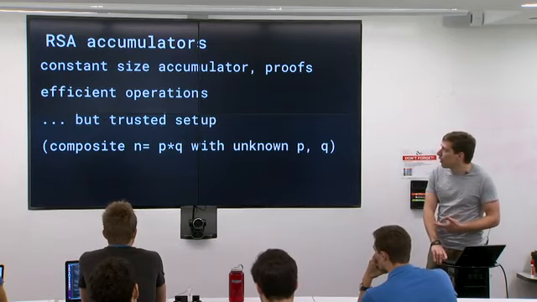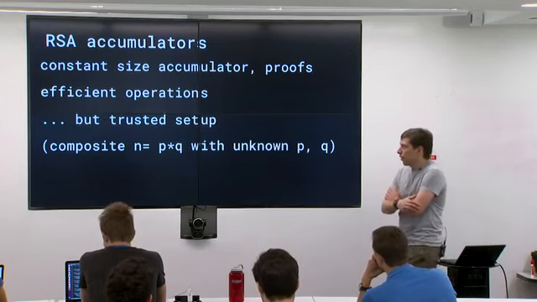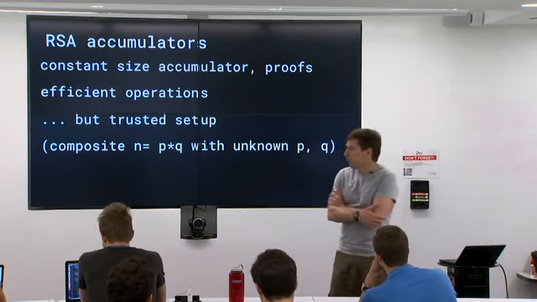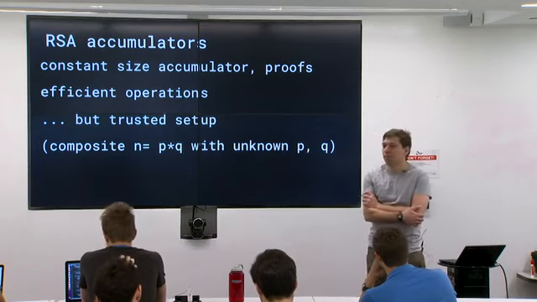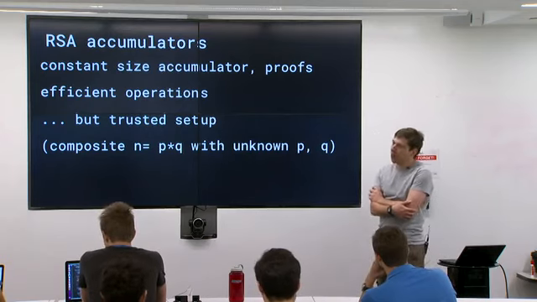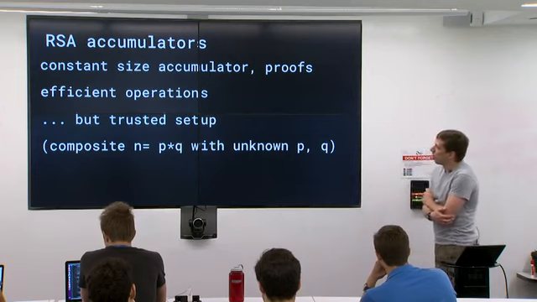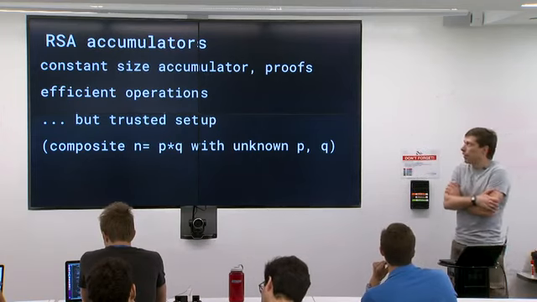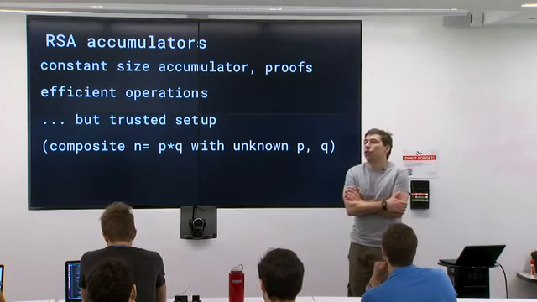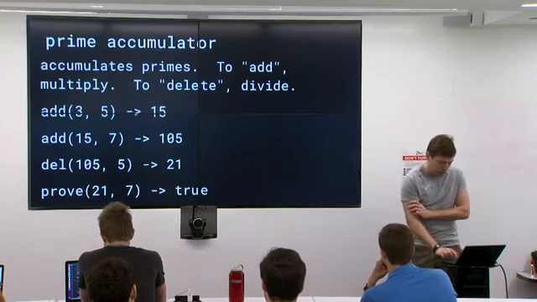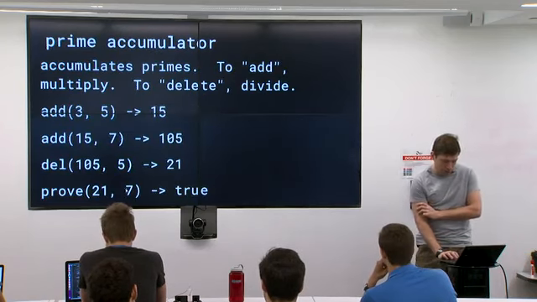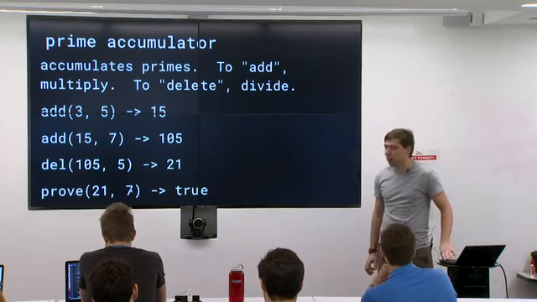So there are RSA accumulators, which are some of the most well-known. You've got some RSA number, which is basically a product of 2 large primes. And the accumulator itself is of constant size. And the proofs are also of constant size. So we call this a proof. You're just giving the number itself in this case.